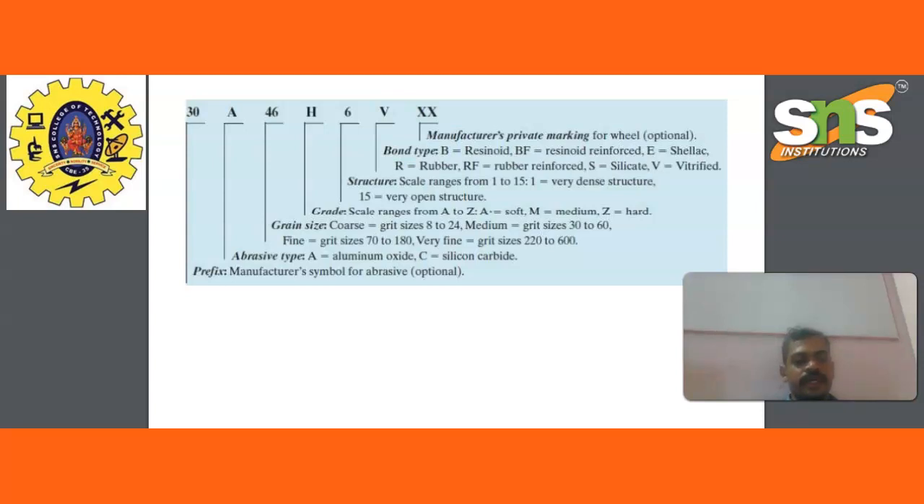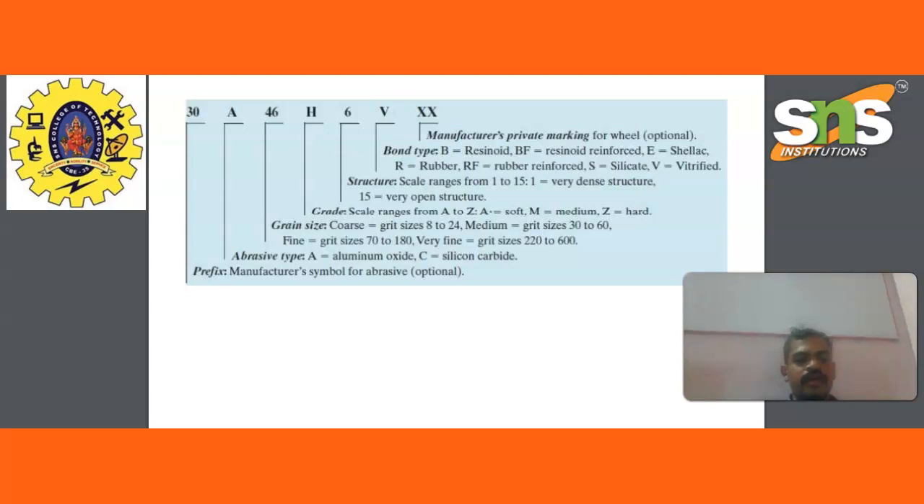Next one is the H type. Grain size: coarse equals grit size 8 to 24. Medium equals grit size 30 to 60, for example 46. Fine equals grit size 70 to 180. Very fine equals grit size 220 to 600.